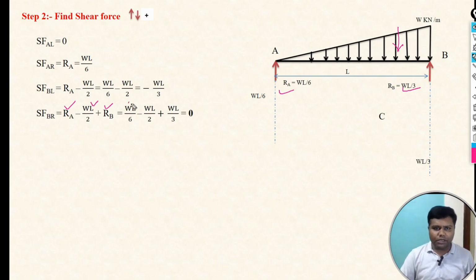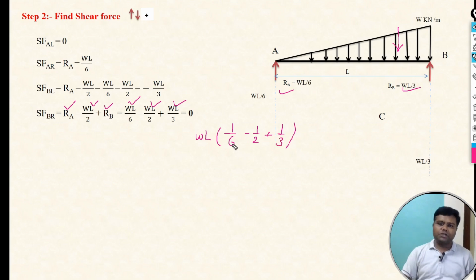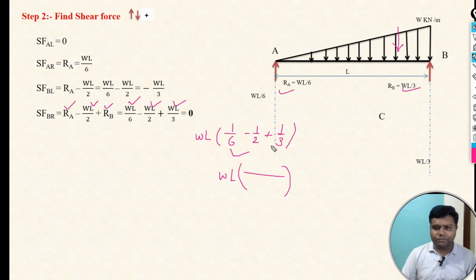RA we have already calculated, WL by 6, then WL by 2 as it is, and RB is WL by 3. Again here we have to take WL as a common. So the remaining term is 1 by 6 minus 1 by 2 plus 1 by 3. We can solve this equation by cross multiplication, or we can consider the LCM. Both values, 2 and 3, we can divide into 6, so we can take 6 as the LCM.